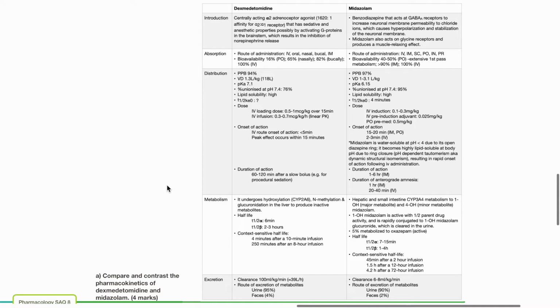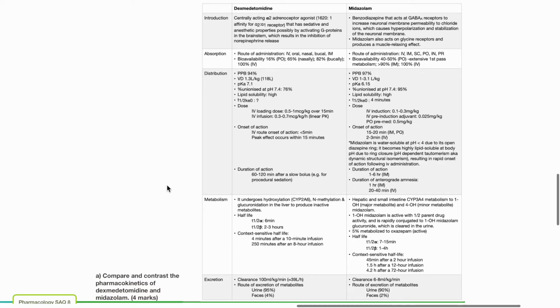Metabolism of dexmedetomidine. Dexmedetomidine undergoes hydroxylation via CYP2A6, N-methylation and glucuronidation in the liver to produce inactive metabolites. Half-life alpha is 6 minutes, half-life beta is 2 to 3 hours. Context-sensitive half-life after a 10-minute infusion is 4 minutes. After an 8-hour infusion is 250 minutes.